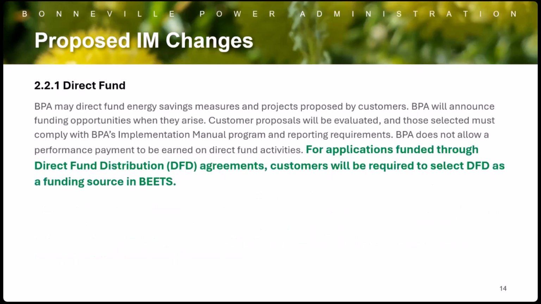This is in section 2. So we just added a description of the direct fund distribution to the IM in October. And now we are adding an additional sentence clarifying that customers will be required to select DFD as a funding source in BEATS when that is used. So I believe that checkbox already exists, though the form may change in the near future as we work with our BEATS vendor. But we're just asking that the customer be the one to indicate DFD as the funding source.